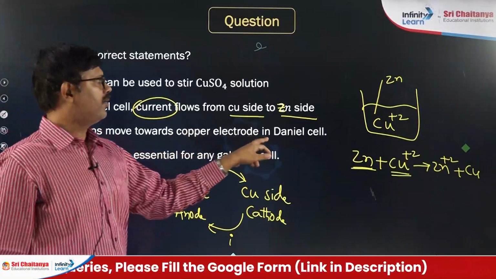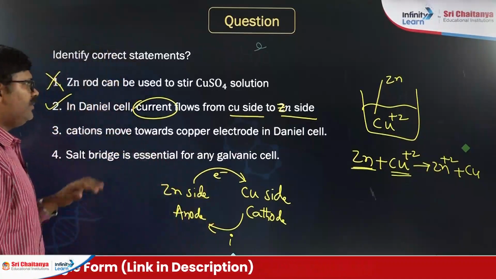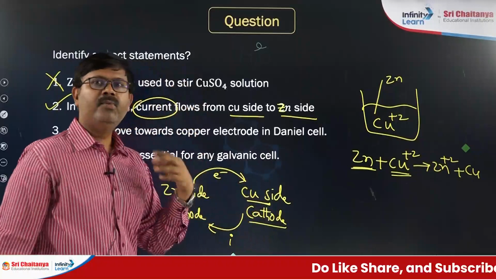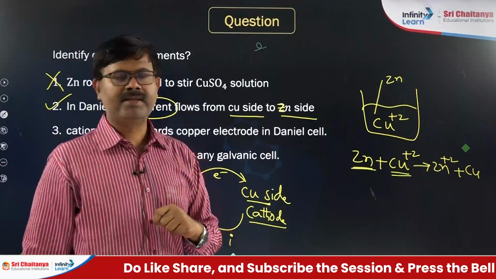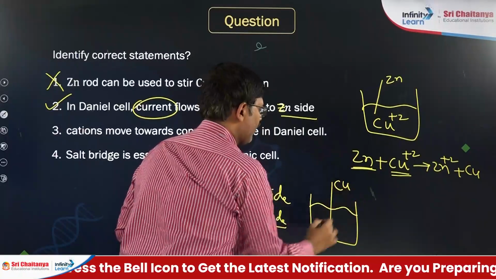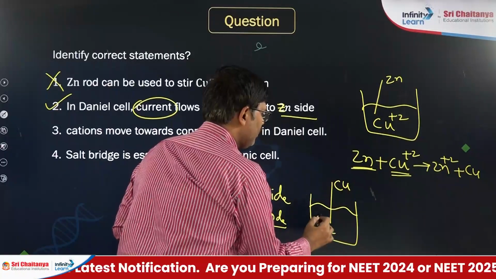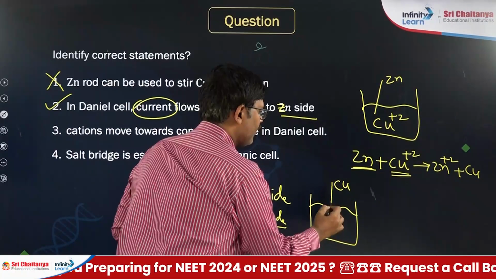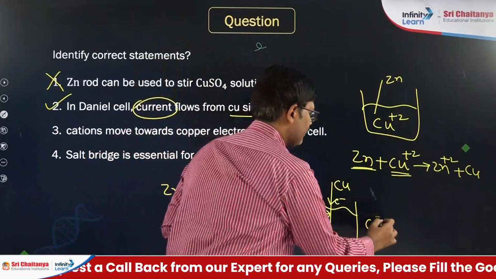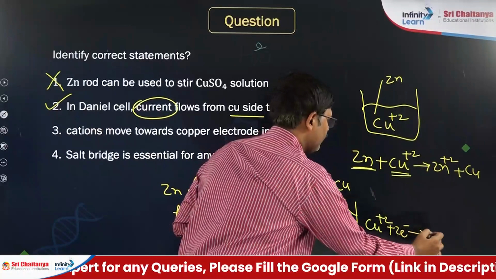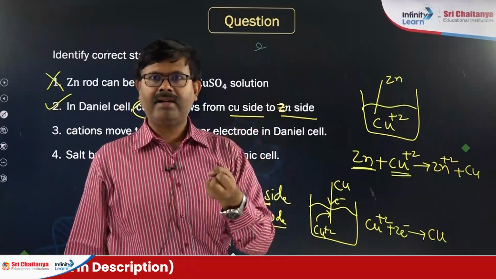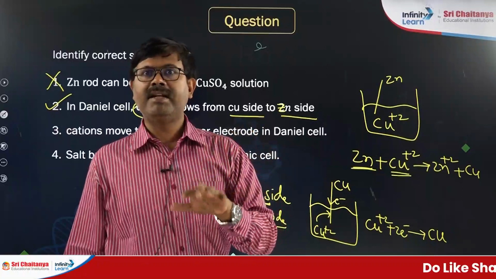Cations move towards the copper electrode in the Daniell cell. Now see, what is happening in the Daniell cell? On the cathode side, copper is involved. Involved in what? On the cathode side, reduction always takes place. Suppose this is the cathodic half cell, this is the copper rod. Cu2+ goes here, takes the electrons from here and undergoes reduction. So, copper cations move towards the electrode, take the electrons and undergo reduction. That's what happens at the cathode side.